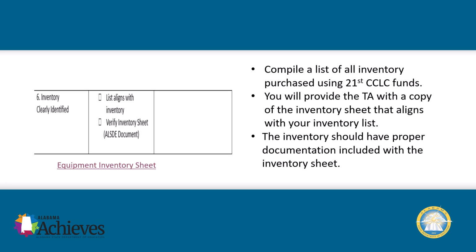Provide a list of all items purchased with 21st century funds. The inventory list should be complete and include documentation for each item. This includes purchase orders, receipts, and any other inventory documentation. It is very important that any inventory purchased using 21st century funds should be clearly labeled. Provide a copy of the inventory sheet for your TA to check inventory.